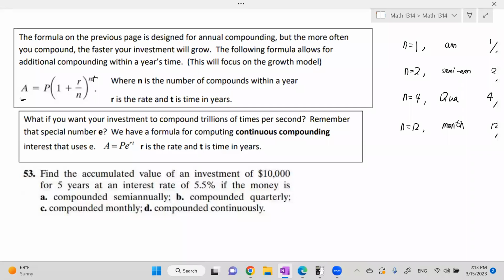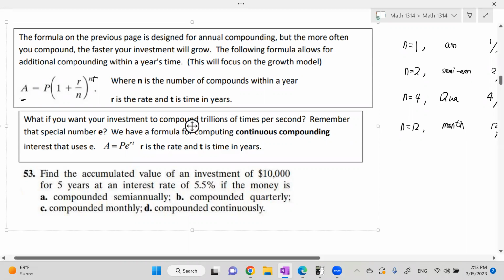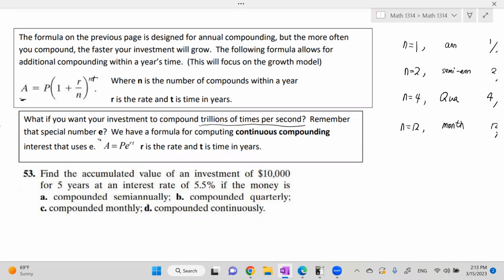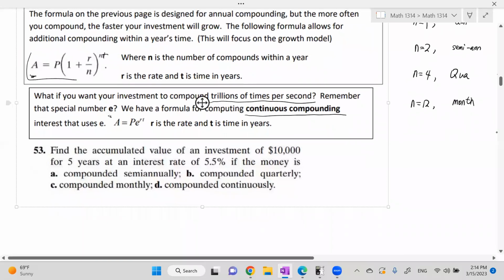Also, we will learn compounding continuously. What if you want your investment to compound trillions of times per second? We are using the base E, the special number E. We have a formula for computing continuous compounding interest that uses E: A equals P times E to the RT. R is the rate and T is time in years. We are not using the previous formula; we are using this new formula for continuous compounding.